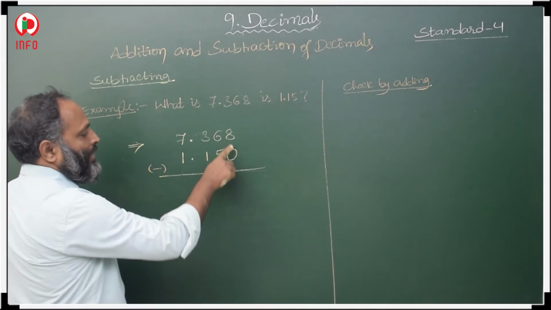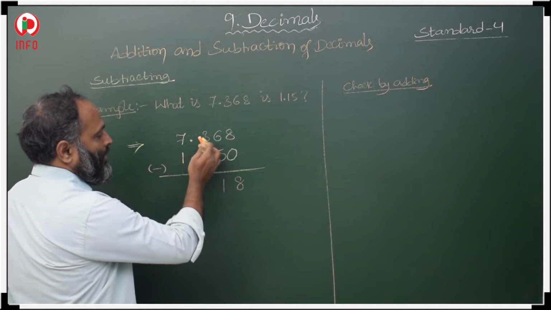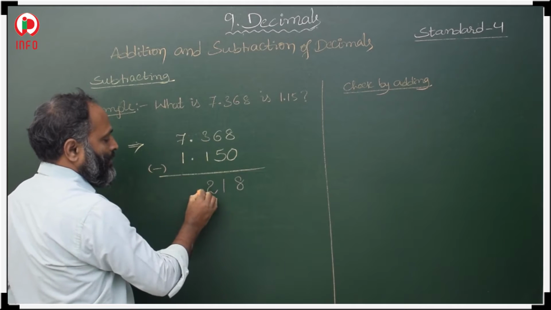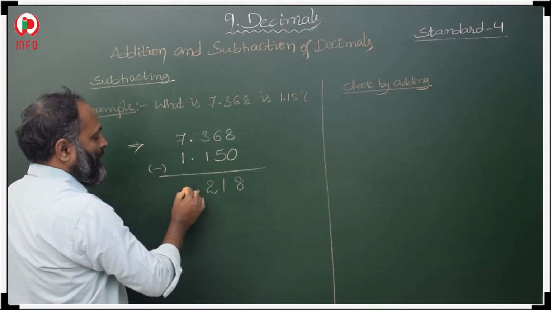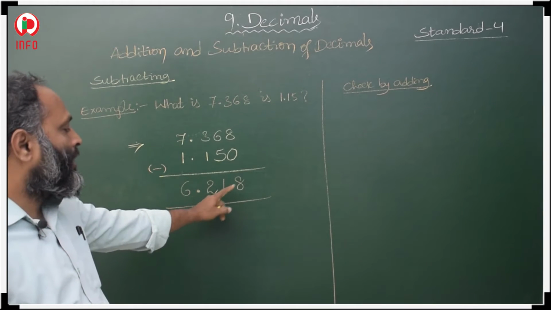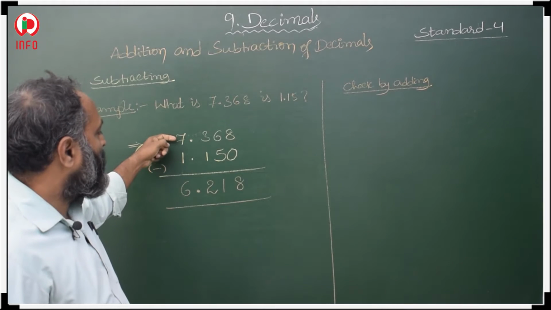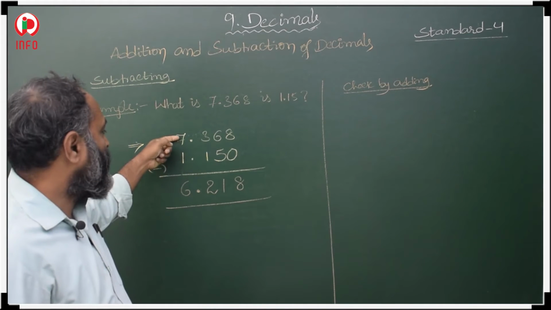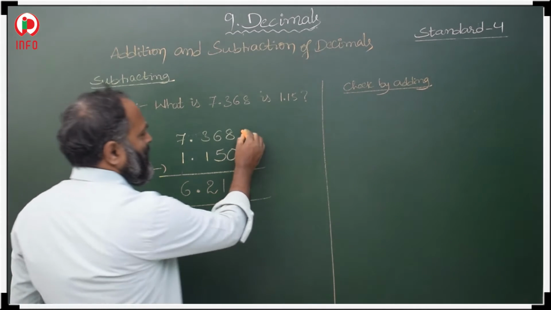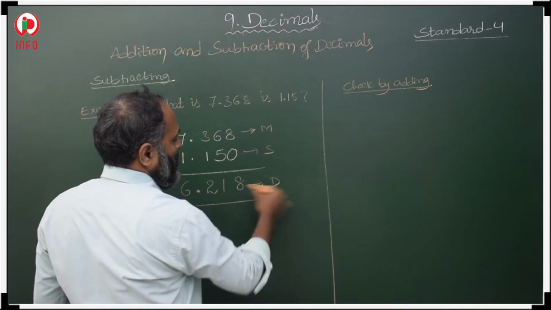Then 8 minus 0 is 8. 6 minus 5 is 1. 3 minus 1 is 2. And after the point, 7 minus 1 is 6. This is the difference, 6.218. Okay, this is the difference. This is the minuend, this is the subtrahend. Minuend, subtrahend and difference.